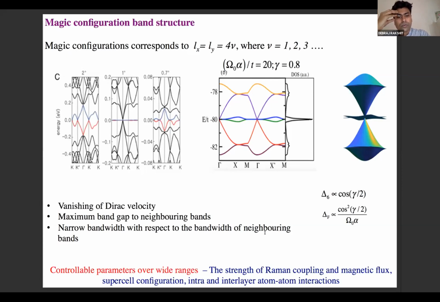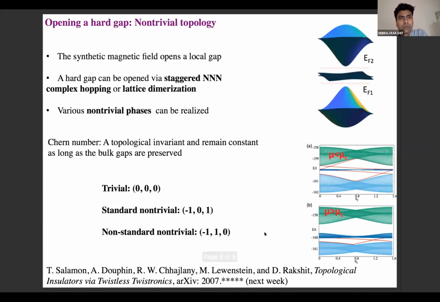So we can separately satisfy these conditions. Using these controllable parameters over wide ranges, like Raman coupling, magnetic flux, supercell configuration, and inter-layer atom-atom interactions, we have large flexibility.